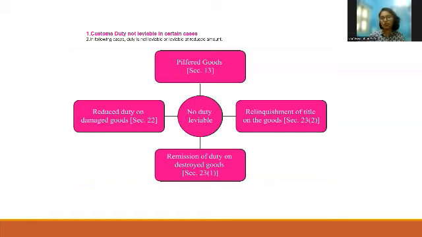Pilfered goods means the goods which are stolen. Again, it is not made available. It is not available for the importer as well. He is not taking it for home consumption, and hence the duty is not levied.